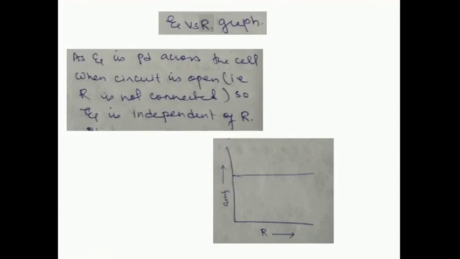Now let's see the graph between EMF and external resistance. As we already know, when there is no current flowing through the circuit, the potential difference will be EMF. Whatever resistance you put when the circuit is not on, it will not matter, so EMF will be constant. EMF is constant, it does not depend on R. So the graph will look like this, a straight line parallel to the x-axis.